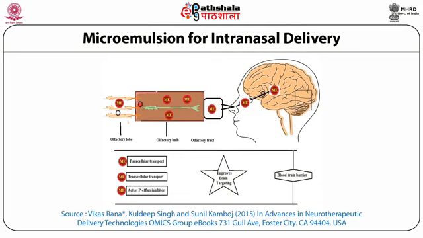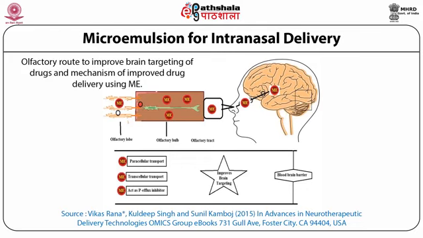This image indicates how microemulsion is helpful in transferring drugs to the brain. From the nasal delivery into the olfactory lobes, the microemulsion is transported to the olfactory bulb. From the olfactory bulb, these microemulsions containing drugs are transferred to the olfactory tract, and from the olfactory tract they directly reach the brain. That is the reason that microemulsion based delivery systems, when given through the intranasal route, are quite useful.